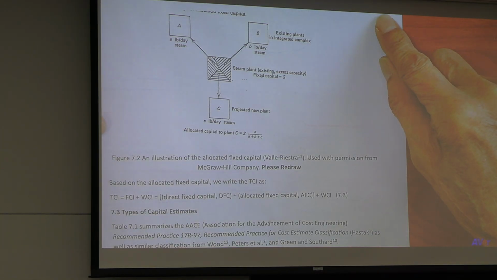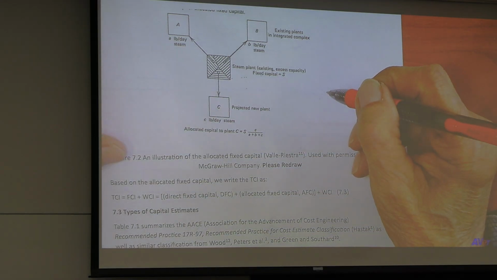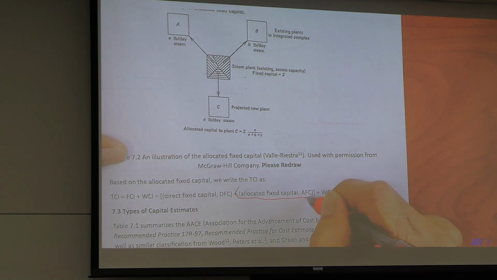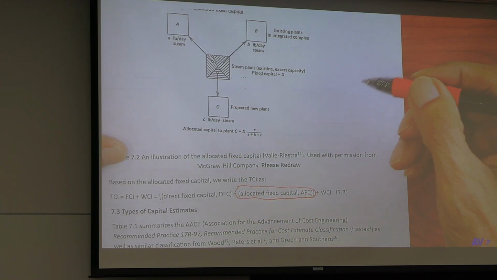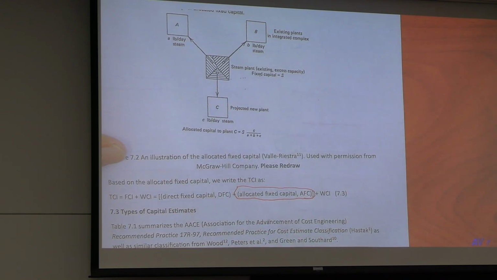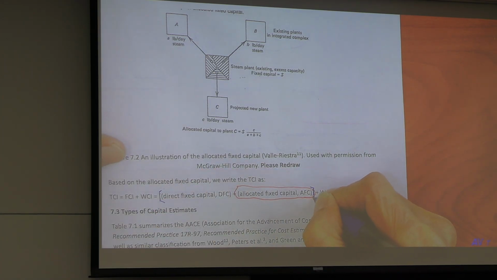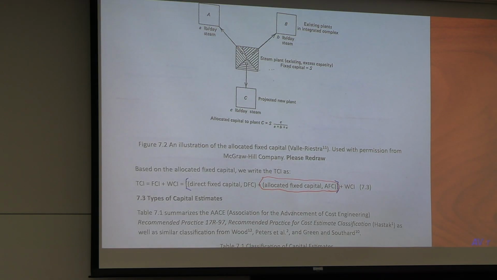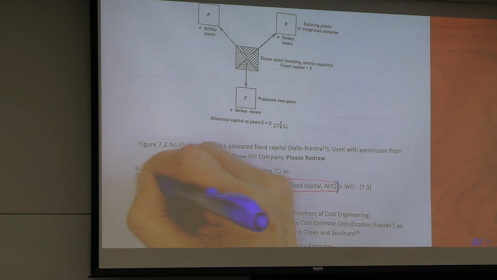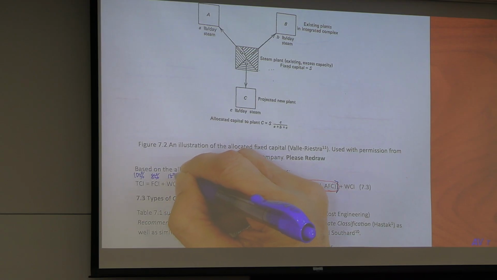Okay, chapter 7, page 4. Here's a concept we do not use in your project: allocated fixed capital. Part of fixed capital investment. Remember, TCI 100%, FCI 85%, WCI 15%.